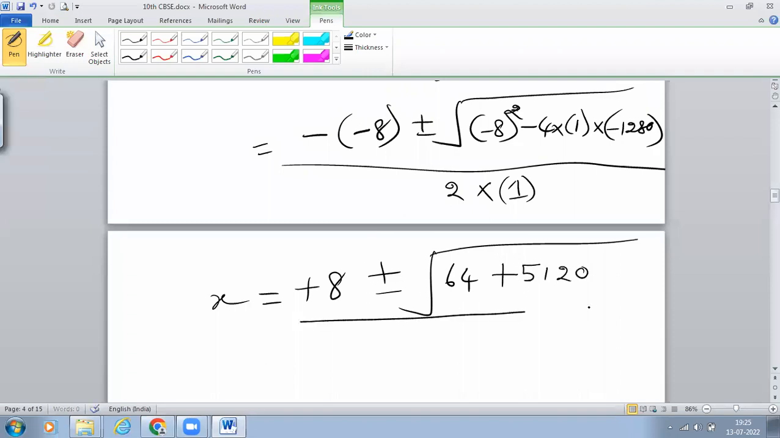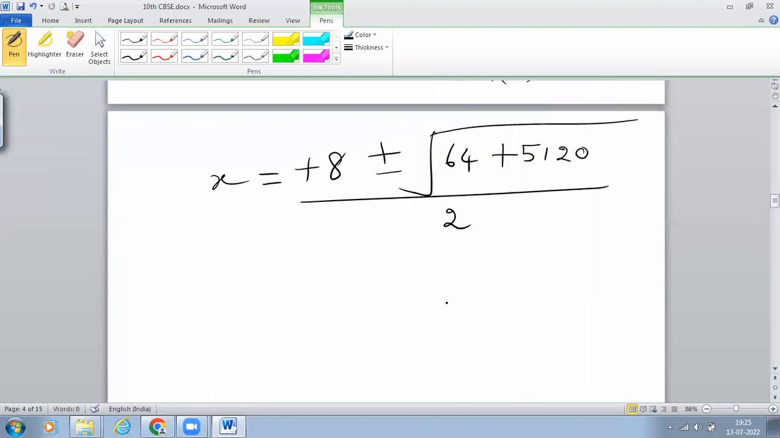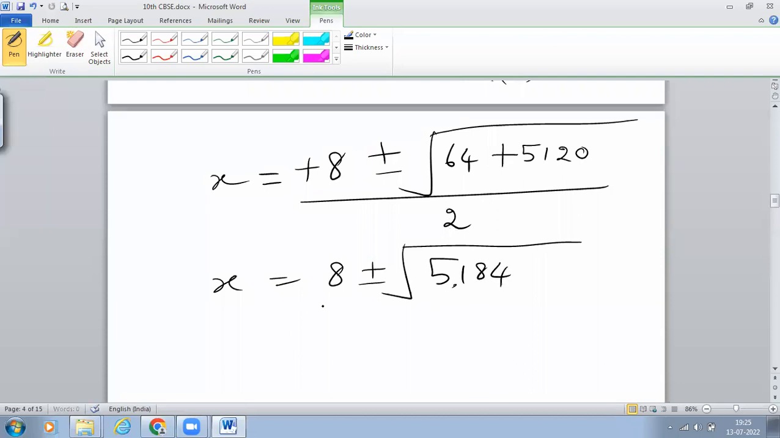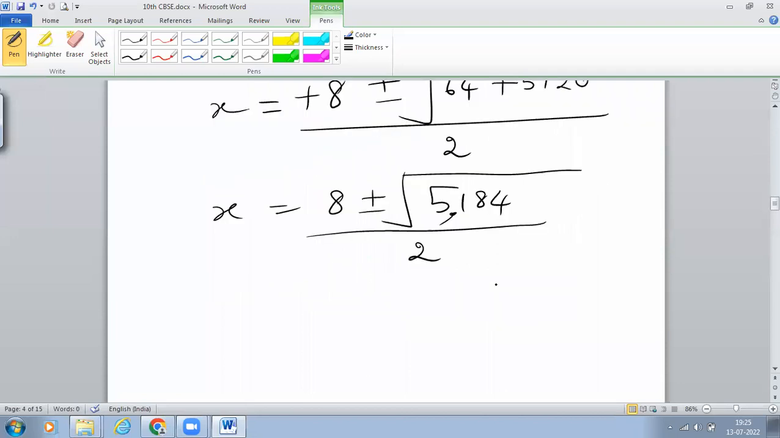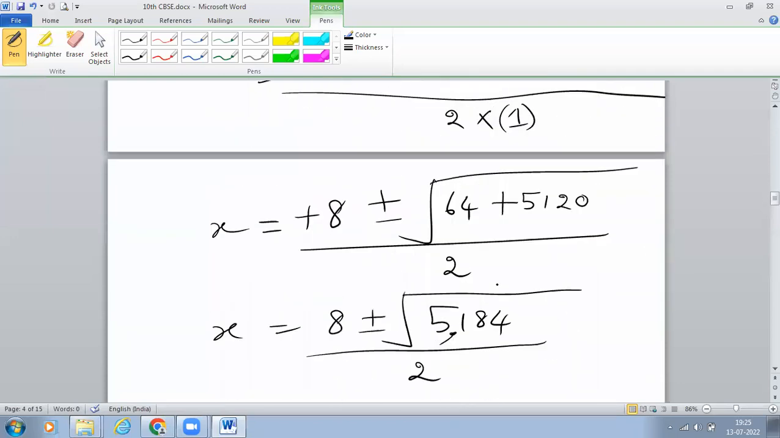5120 whole divided by 2 into 1, which is 2. Therefore, x is equal to plus 8. You can simply write 8 plus or minus square root of. Now, what is 64 plus 5120? 64 plus 5120 is 5184, right? 5184 divided by 2, because 2 into 1 is 2, right?